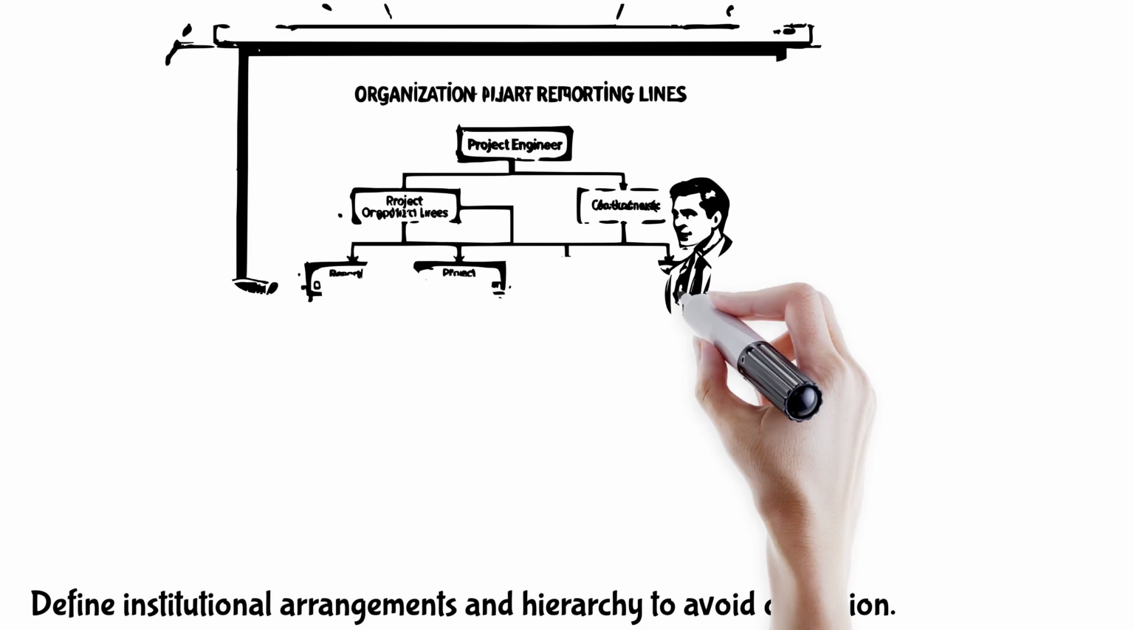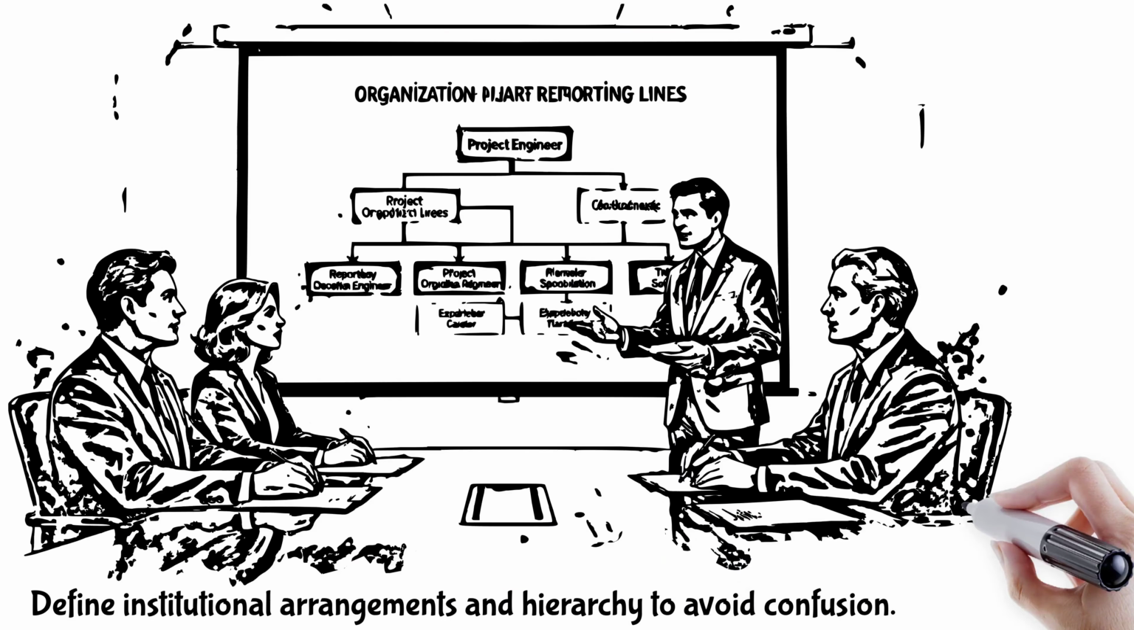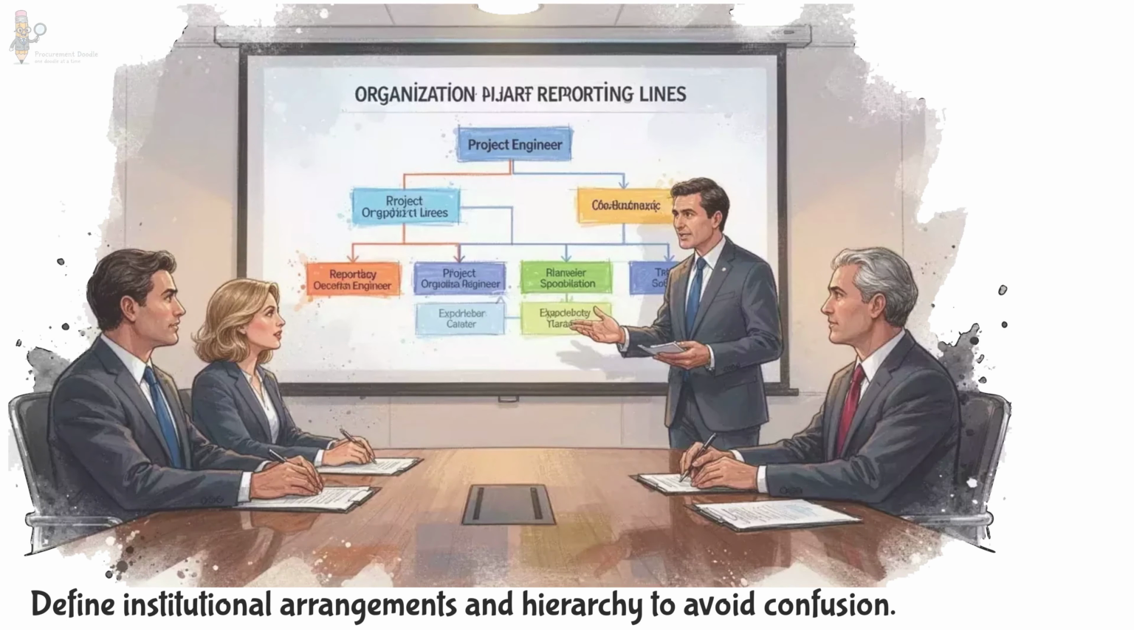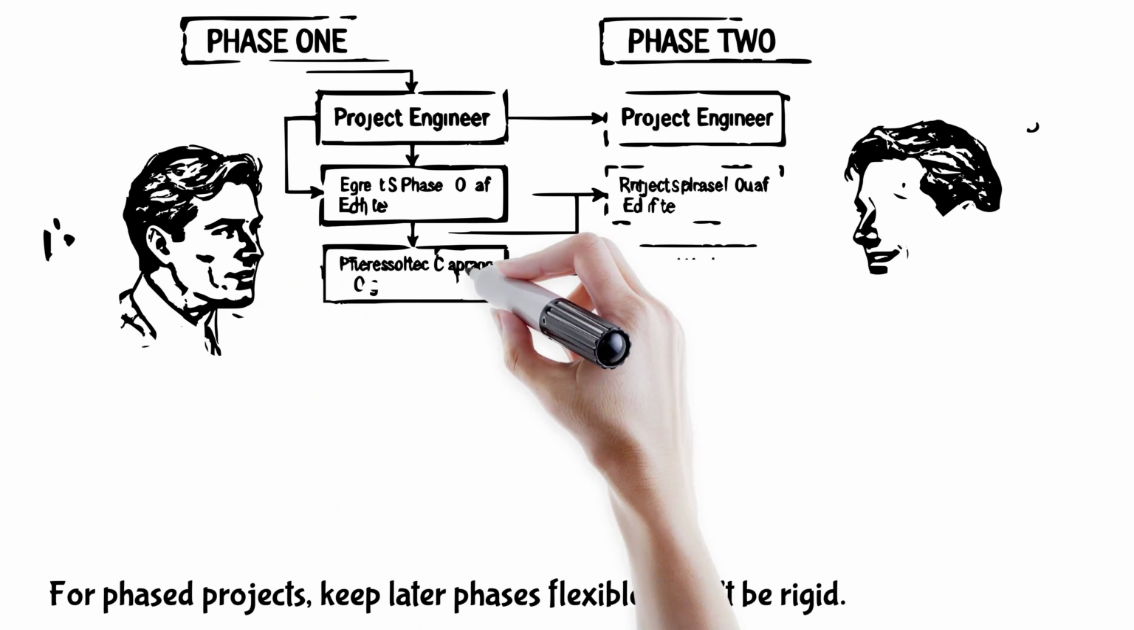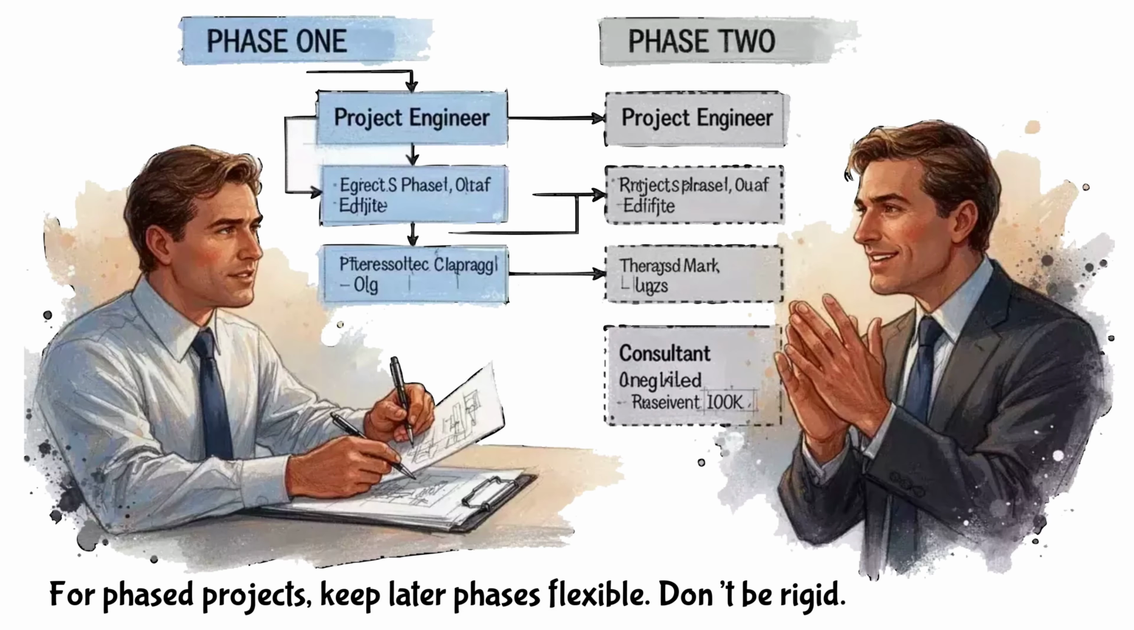And finally, institutional arrangements. Who is the boss? Who reviews the reports? Define the hierarchy so there is no confusion about authority. One last pro tip. For phased assignments, don't write the second phase in stone. Make the first phase detailed and let the results of that phase shape the details of the next. Rigidity ruins complex projects.